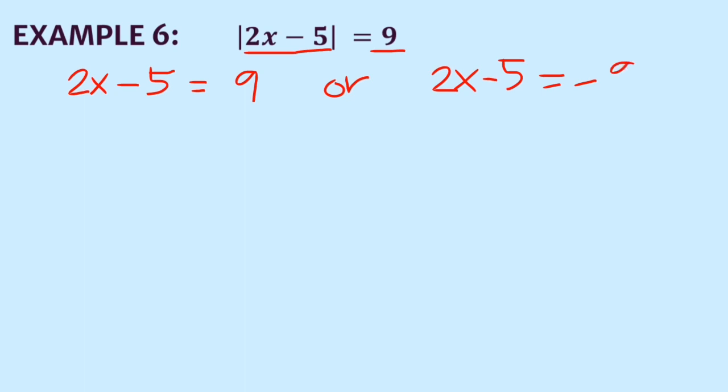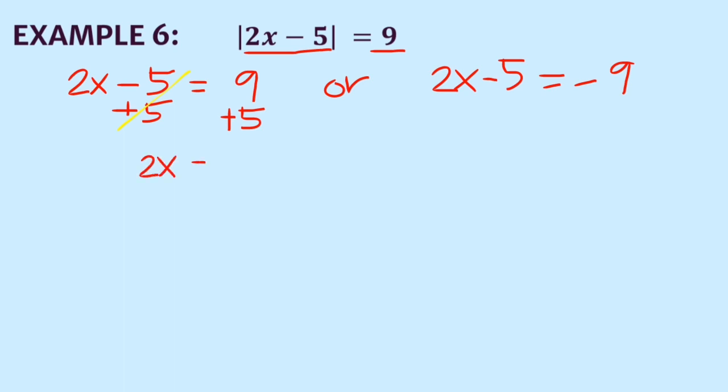Okay, negative 9. Let's solve this first statement. Again, what are we going to do with this negative 5 here? We have to eliminate this, so we are left with x. To eliminate that one, we have to add 5 on both sides. Now we can cancel this out, and we are left with 2x.